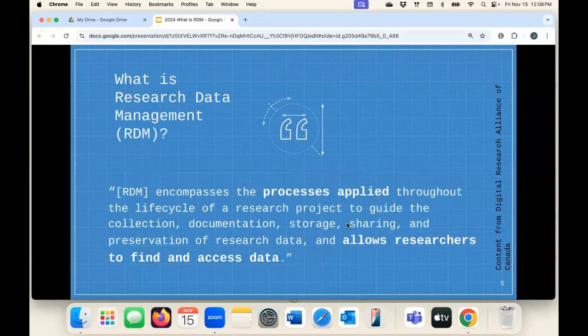So now that we understand what data might be, what is research data management? It's really encompassing the processes applied throughout the life cycle of a research project. And if life cycle is a word you haven't heard before, we're going to talk about it in a minute, to guide the collection, documentation, storage, sharing, and preservation of research data. And it's really designed to allow researchers to find and access data.